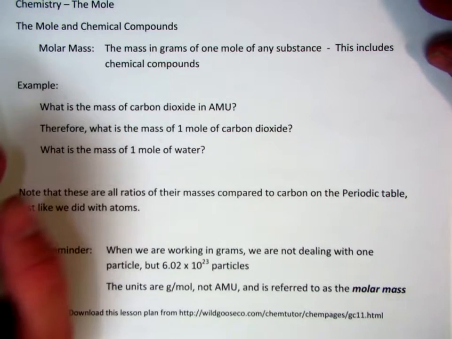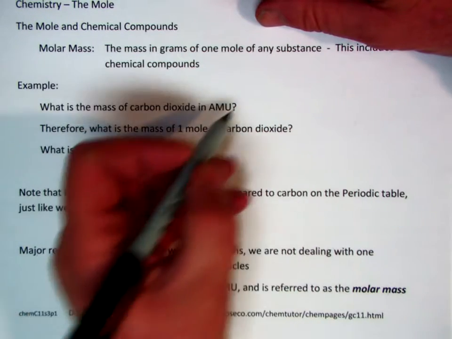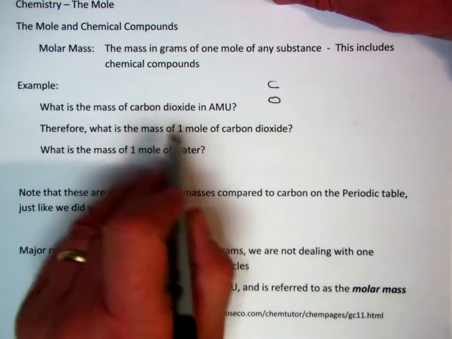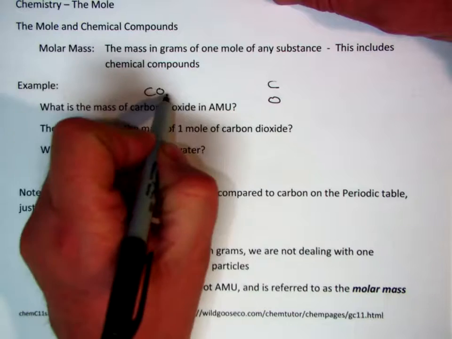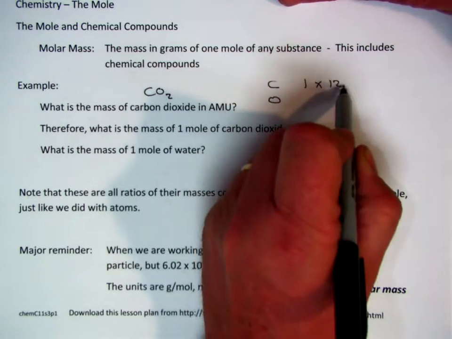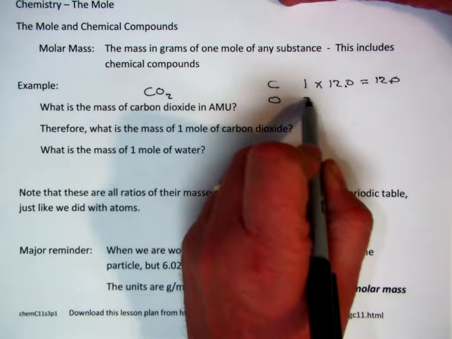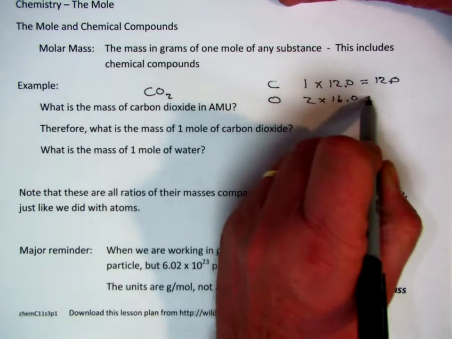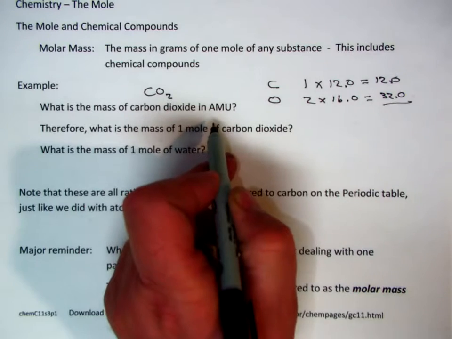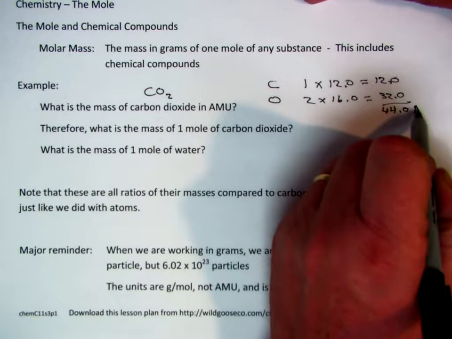For example, what is the mass of carbon dioxide in atomic mass units? Well, we've labeled them like this. Carbon, oxygen. If you know that the formula for carbon dioxide is CO2, you have carbon 1 times 12.0 equals 12.0. Oxygen there, 2 times 16.0 equals 32.0. Therefore, the mass in atomic mass units is 44.0 amu.